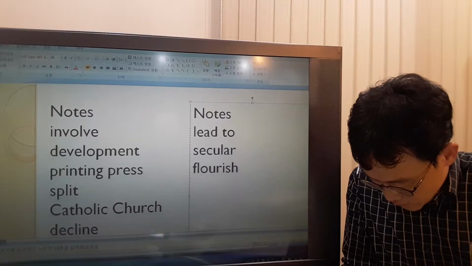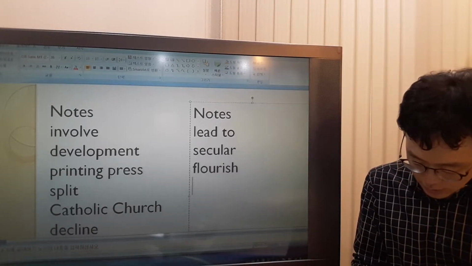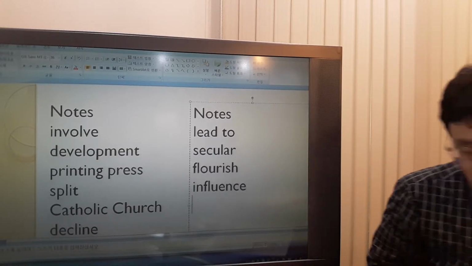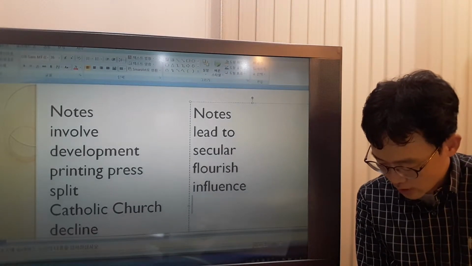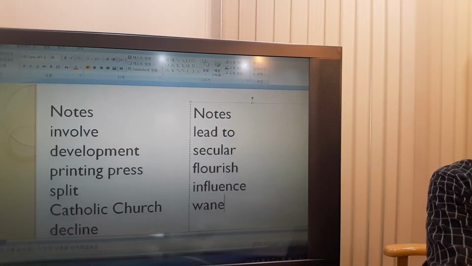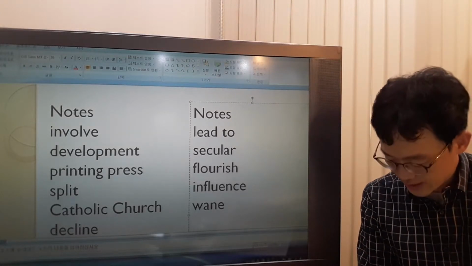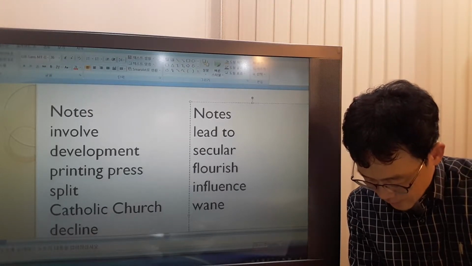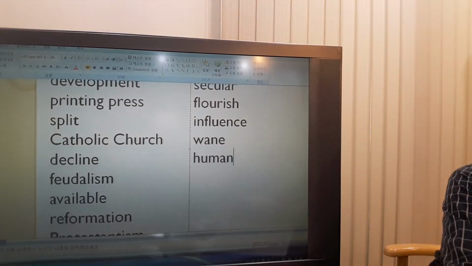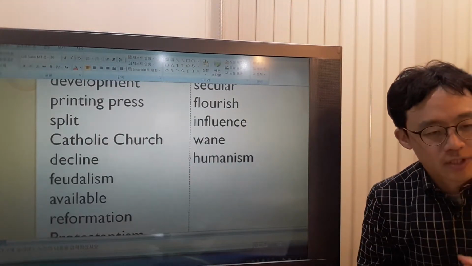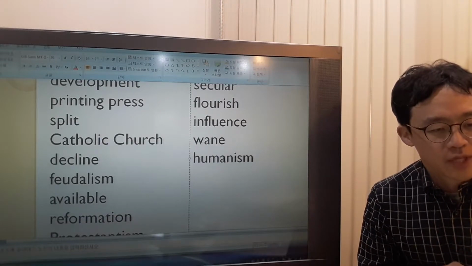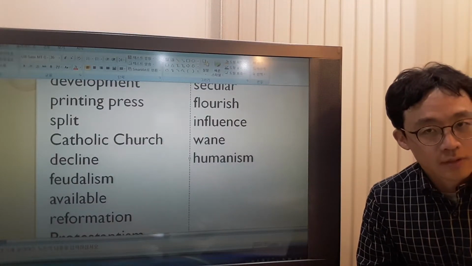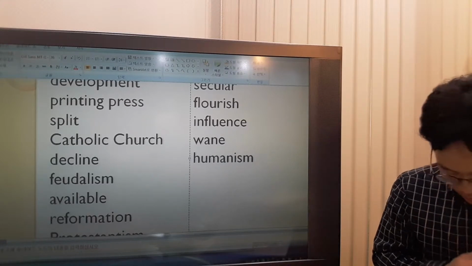As the Catholic Church's influence waned, humanism gained importance. Catholic Church's influence waned. What is influence? Influence is the power to change something or affect something. Waned. What does wane mean? Wane means get weaker or less. So decline and wane are similar. Humanism gained importance. What is humanism? Humanism is the idea that humans are the most important thing, more important than God. So individual happiness is the most important thing in life.